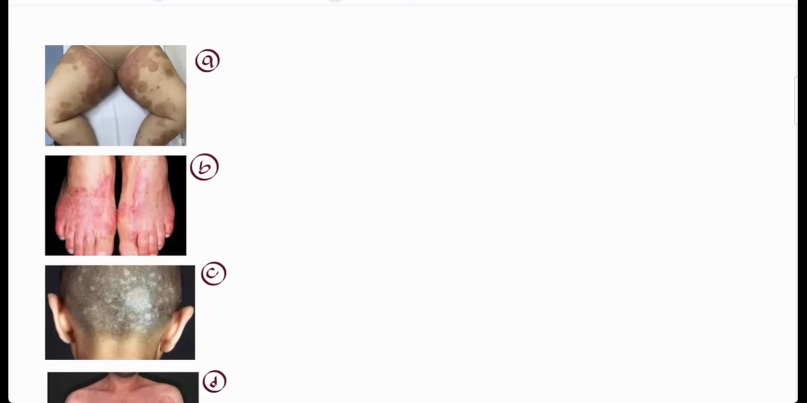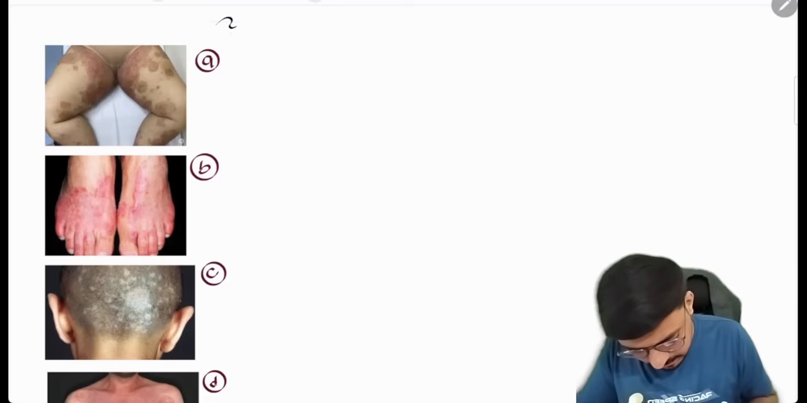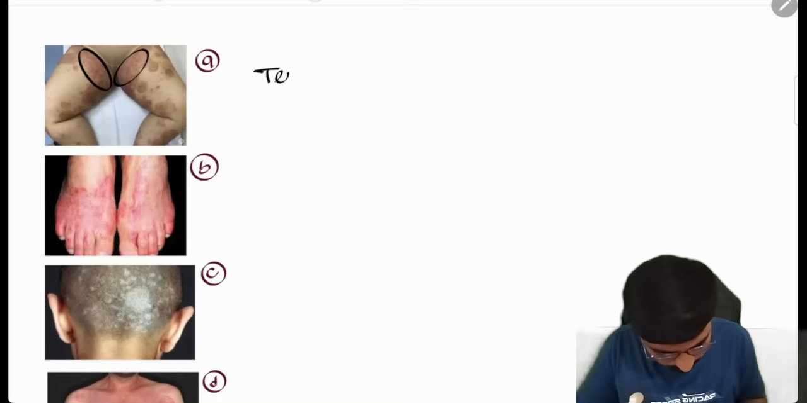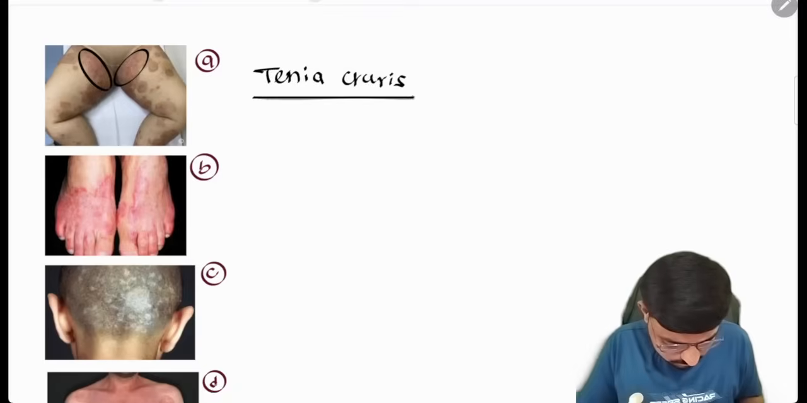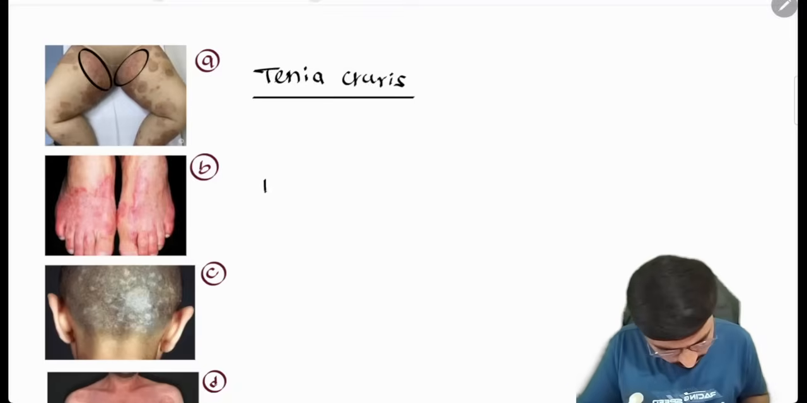I'm giving 30 seconds to every one of you. Do identify the image fatafat. Just now I told you, if the fungal infection is happening in the groin area, this is what you call tinea cruris. Very, very important.